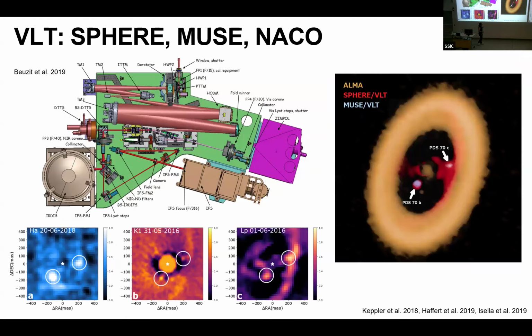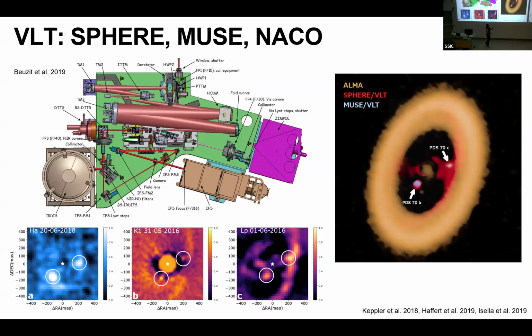I'm lumping together a few extreme AO instruments on this slide, just to highlight some planet formation observation capabilities. So this is a highlight for SPHERE and MUSE and NACO, all at VLT. There's a CAD diagram of SPHERE over here, where you can do optical through infrared imaging and integral field spectroscopy. So you can actually get spatially resolved spectra for things like disks around young stars. And these instruments together gave us a really clear picture of the PDS-70 system, which is kind of like the poster child for planet formation.